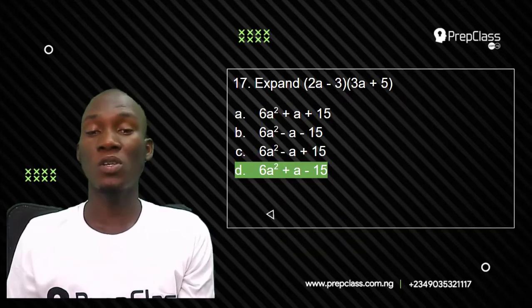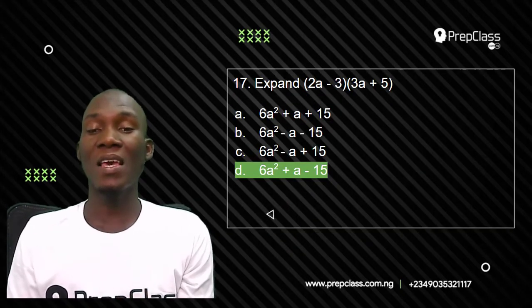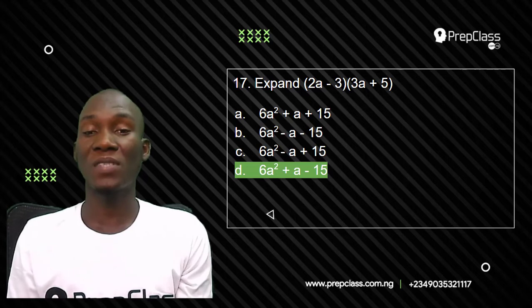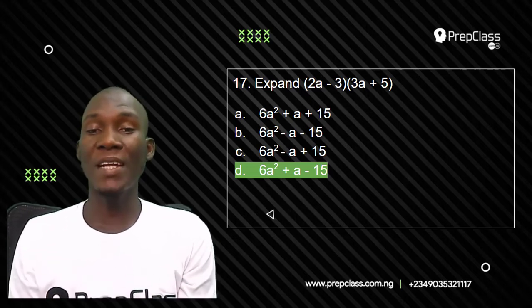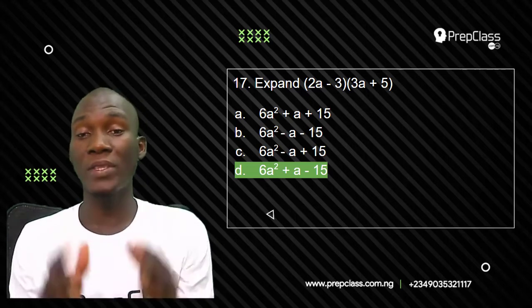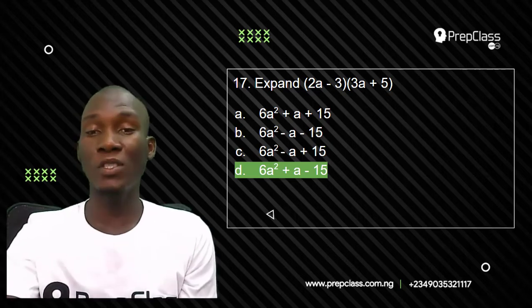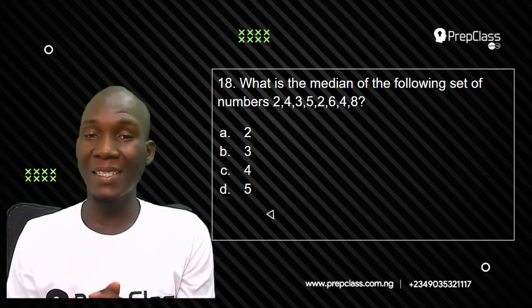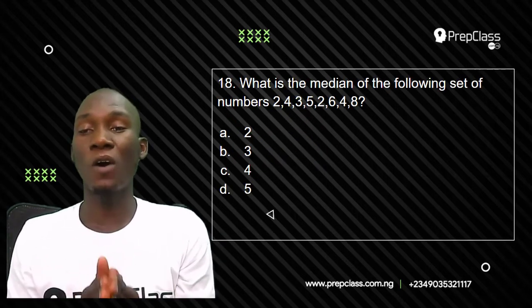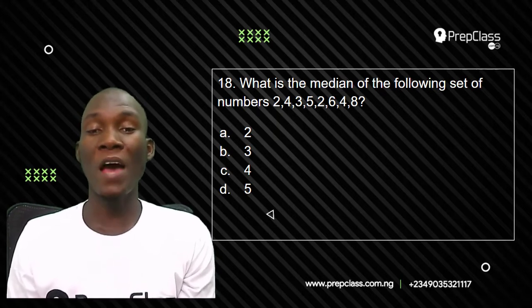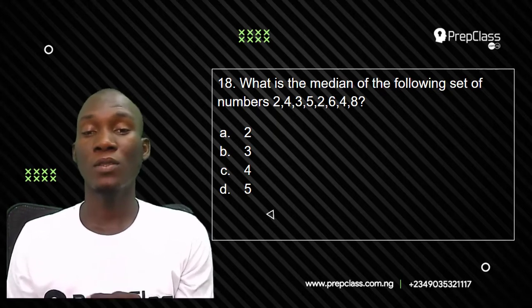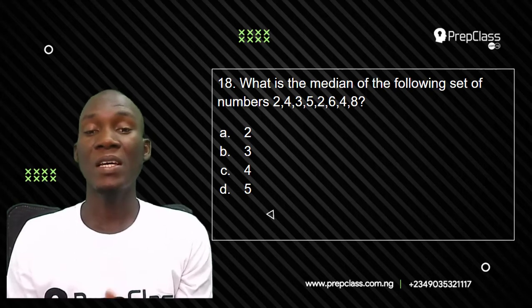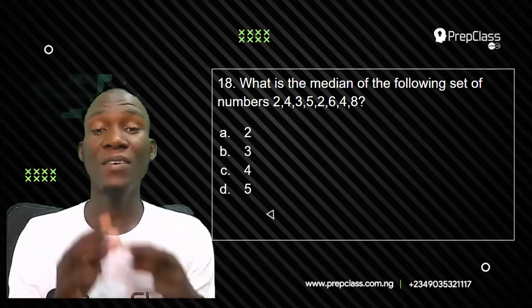And the correct option is option D, 6a squared plus a minus 15. So we move to the next question. I hope you're following and you're understanding how we are handling each question. Now question number 18. What is the median of the following set of numbers? We have the options A, 2, B, 3, C, 4, and D, 5.